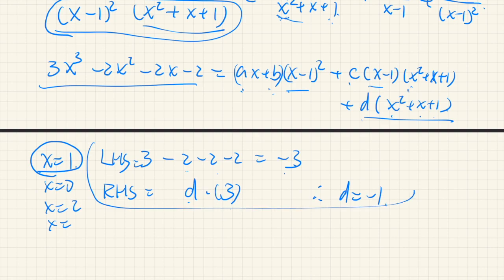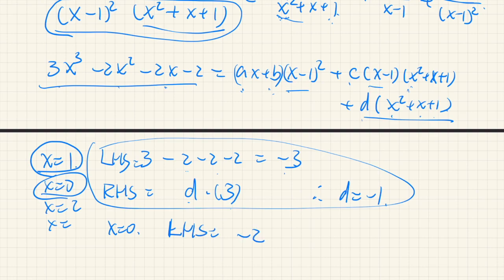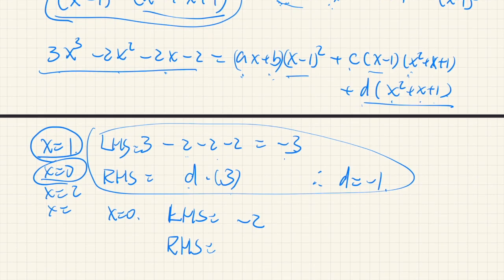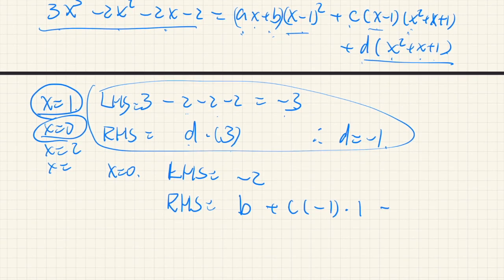And next, let's put x equal to 0. Then the left-hand side is 0, 0, 0, and negative 2, and the right-hand side is what? So this is 1, and x is 0, so that will be b, and x is 0, so plus c minus 1 and times 1. So that is b minus c.